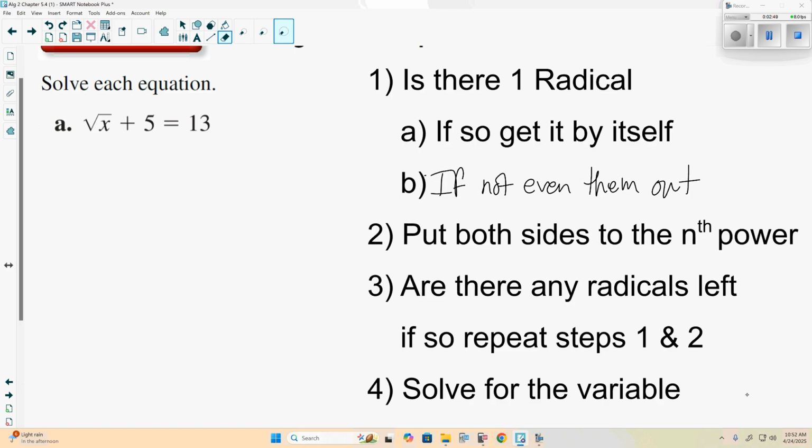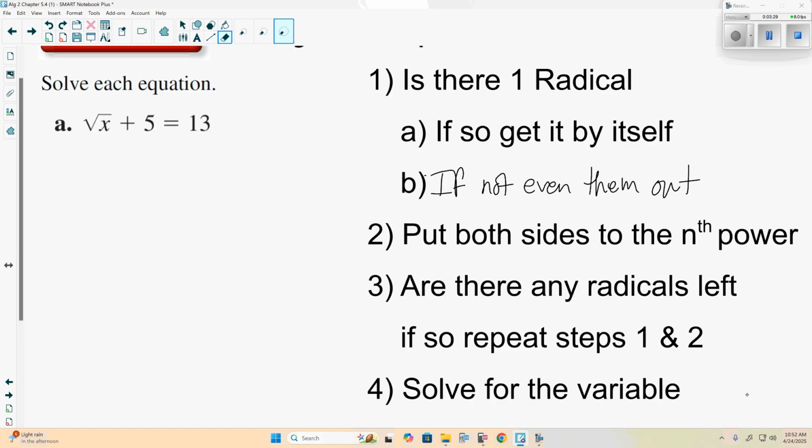Step 3, are there any radicals left? If so, repeat steps 1 and 2. If not, solve. So these are the 4 main steps for solving our radical equations.